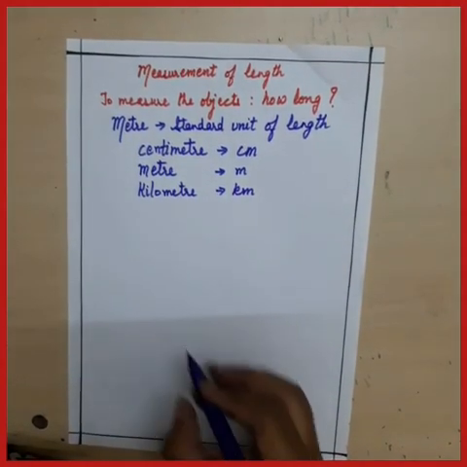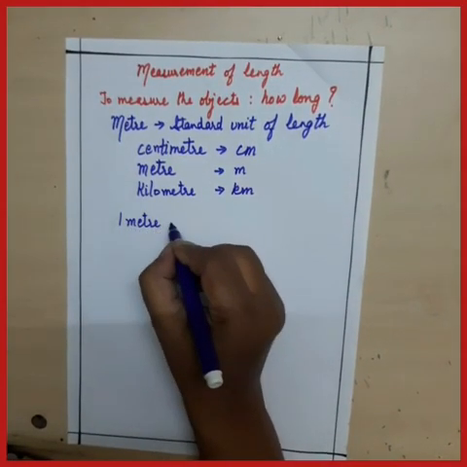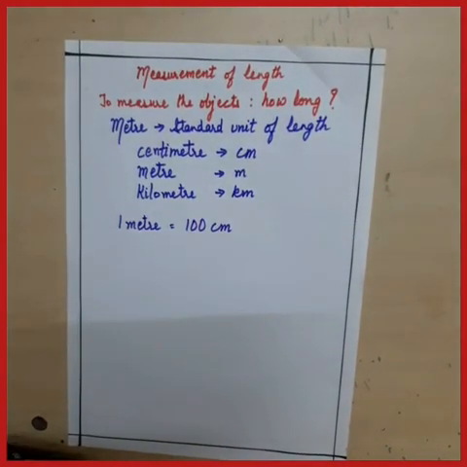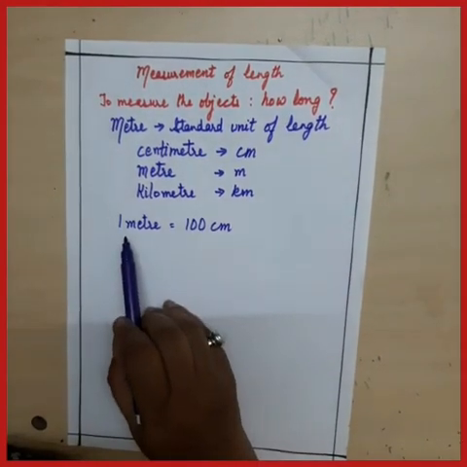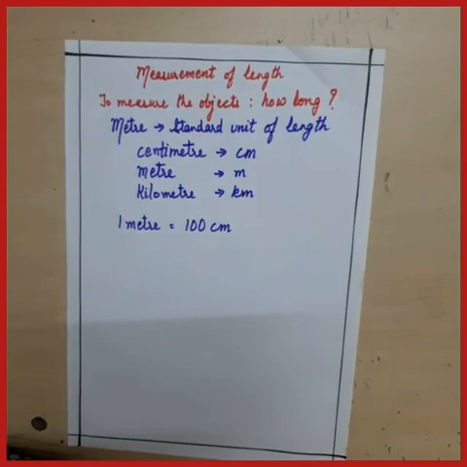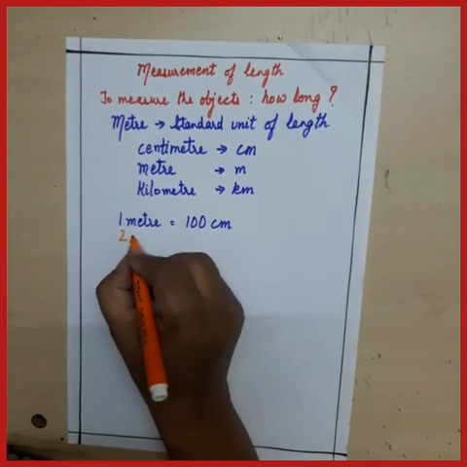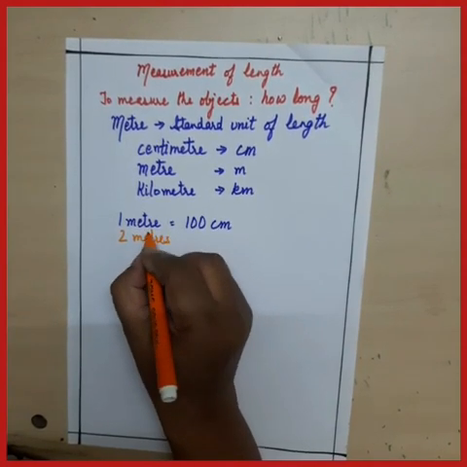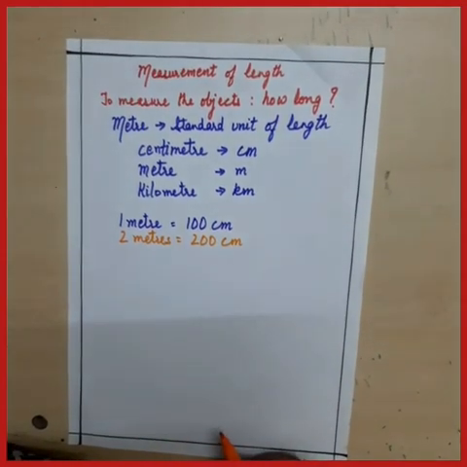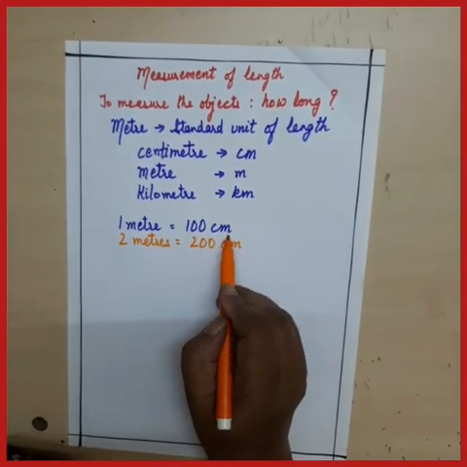Now students, you know it very well that 1 meter is equal to 100 centimeters. So if I have got 1 meter, in other words, it is 100 centimeters. Similarly, if I say 2 meters, I mean 200 centimeters.